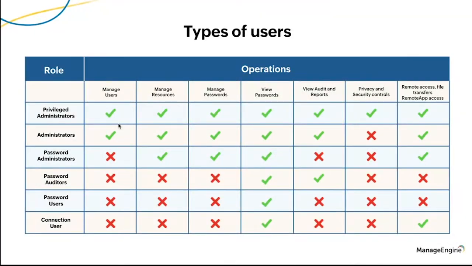As you see, the privacy and security control option is available only to the privileged administrator, where this administrator will be able to set options like IP restrictions. I want my users to access PAM 360 only from a specific set of machines. So I can create an IP restriction and make sure that the users access it only from the specific host. The only difference between a privileged admin and an admin will be this privacy and security control, which is not available for an admin.